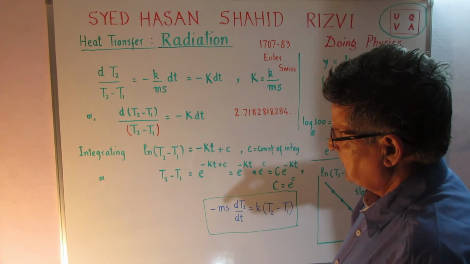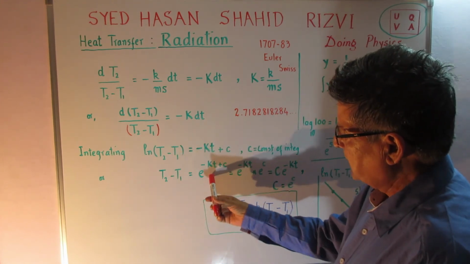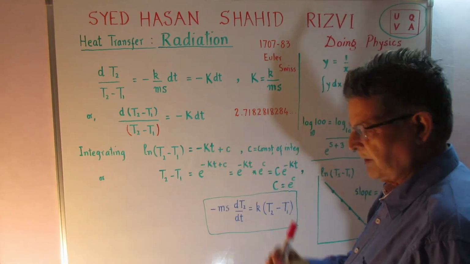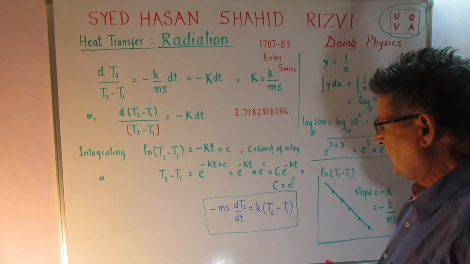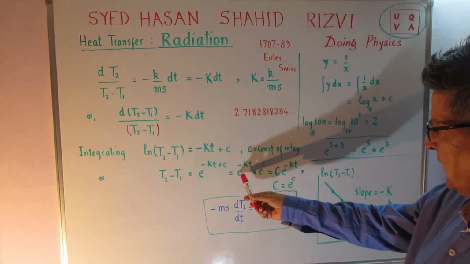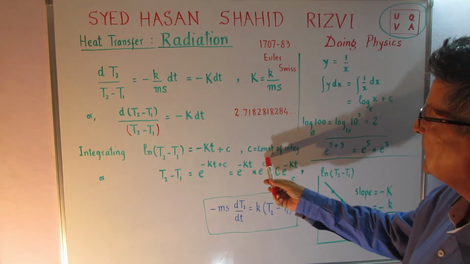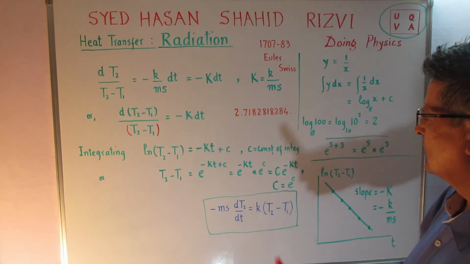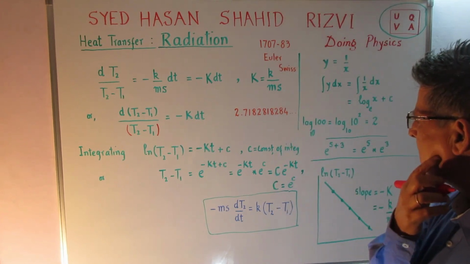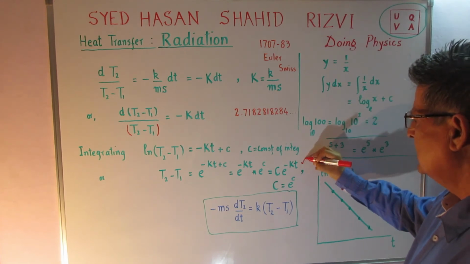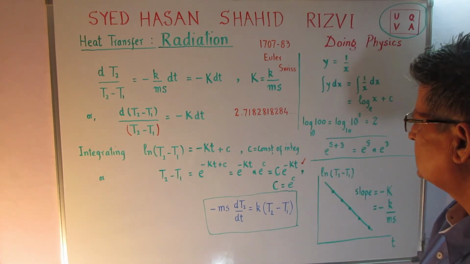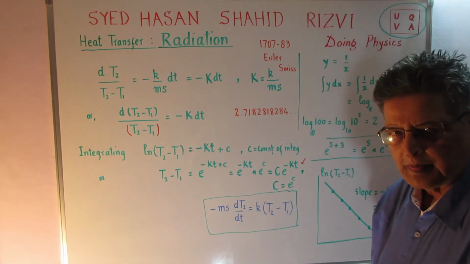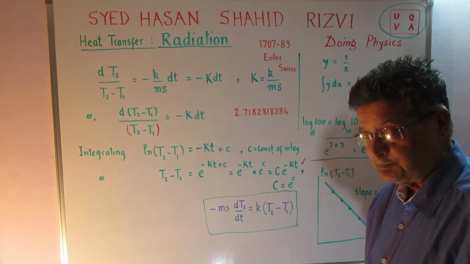So I can write T2 minus T1 is equal to the base of the logarithm, which is e, raised to the power of minus kt plus c, which I can write as e to the power of minus kt into e to the power of c. C is a constant, and I can write e to the power of c as another constant, C or C dash or whatever. So I get a relation that T2 minus T1 is equal to C e raised to the power of minus kt.